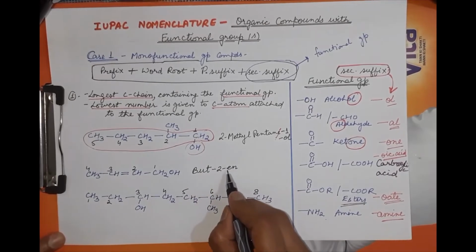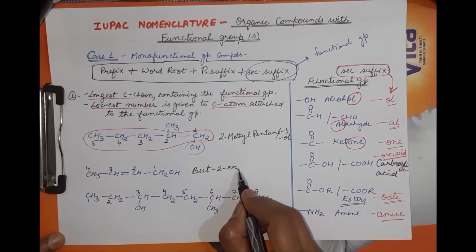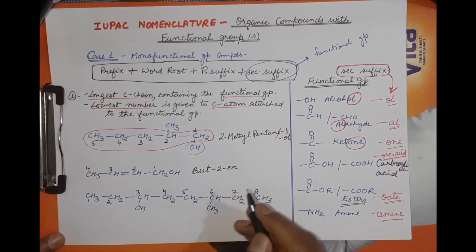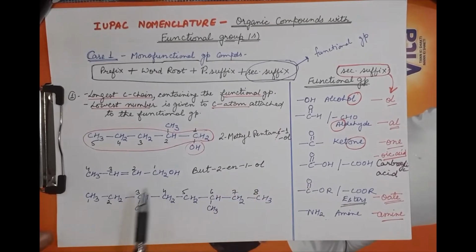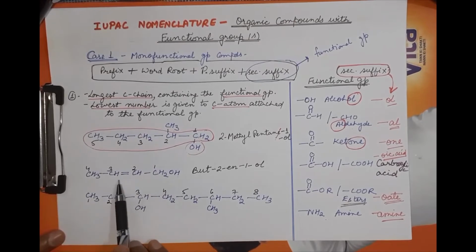Here again ene, E and E. The last E is dropped out. Ene 1 all. So this will be the name, a 4 carbon atom chain, but 2 ene 1 all. So then the next example is this example.